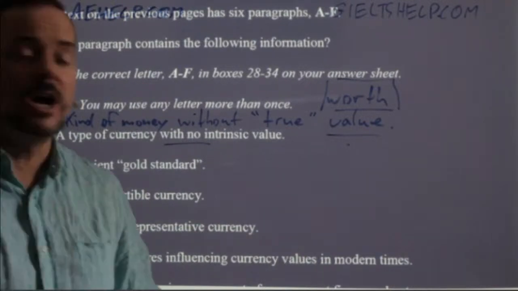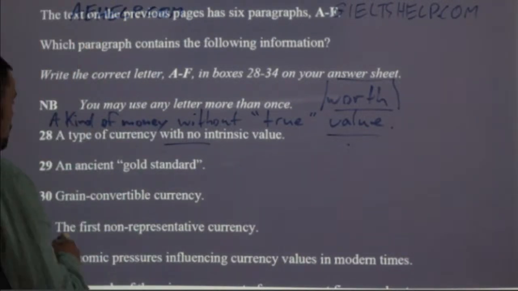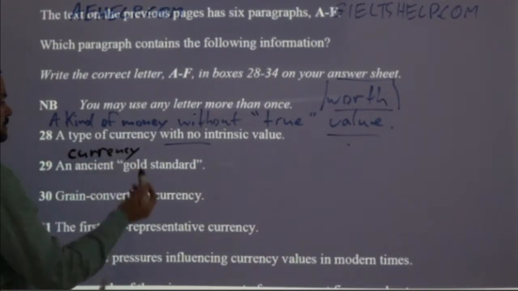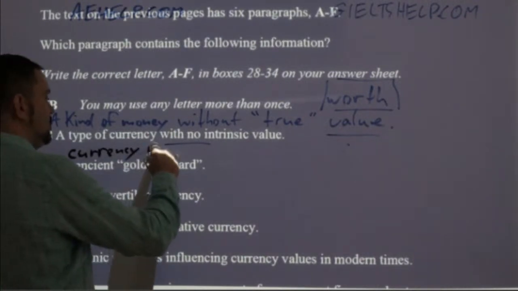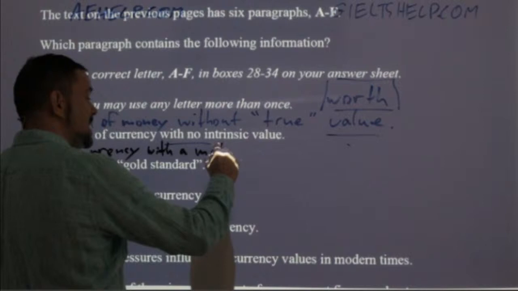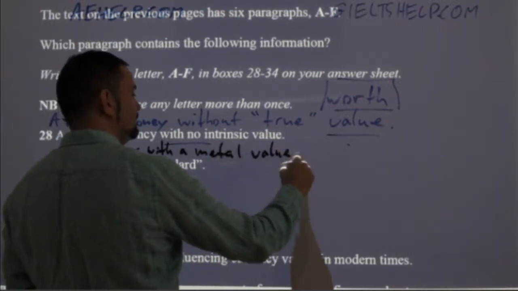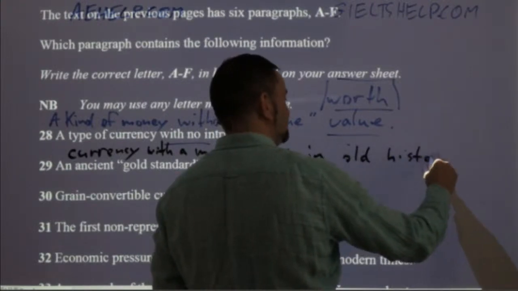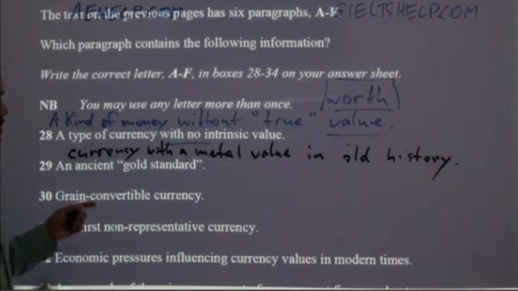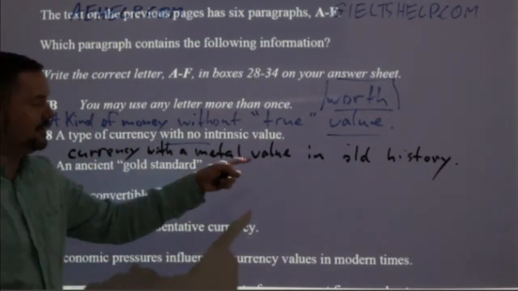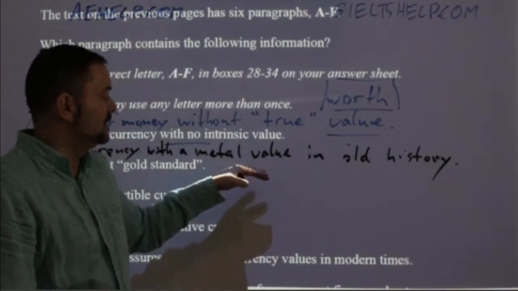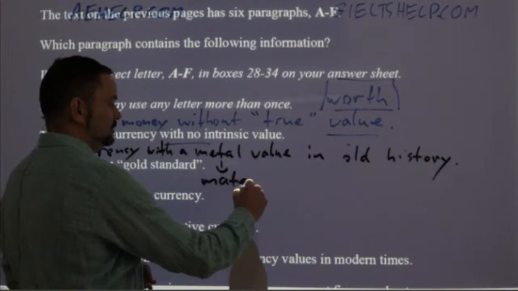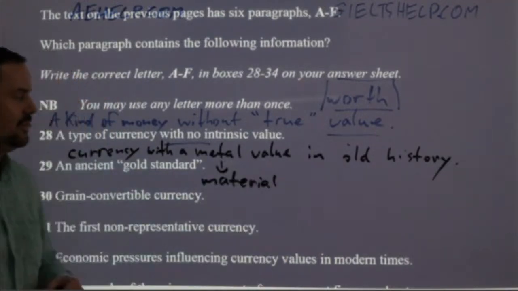Okay. So Dov says currency in the past. So currency with a metal value in old history. Okay, that's kind of what I would go with there. So currency with a metal value in old history. So some kind of a material value. You could go metal or you could go material. Okay, material value in old history.